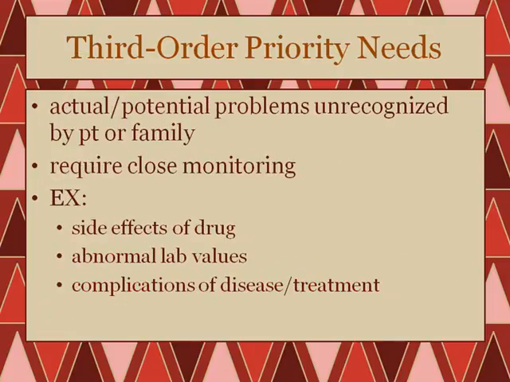Your third order priority needs, these are actual or potential problems that are unrecognized by the patient or family. So these are things they're not even aware of that are going on. They also require close monitoring by us, the nurse, and they could be things like side effects of a drug they're taking, abnormal lab values, maybe the patient's potassium is low, complications of a disease or treatment. If the blood pressure is high or low, the patient may not be aware of that, but it's important to us as the nurse. So any of these actual or potential problems that are unrecognized by the patient or family, we are going to place as a third order priority need.